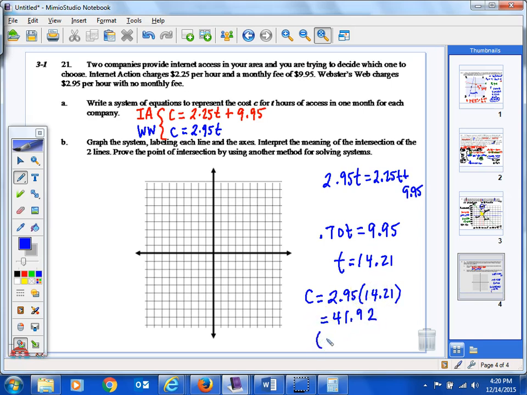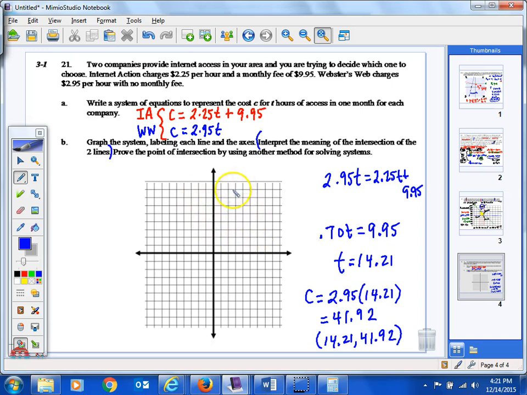Okay, so what we found is the ordered pair 14.21, 41.92 should be the point where these two lines cross each other. And it's another way of saying at 14.21 hours, both of them would charge us the same amount of $41.92. So this is the point where we're going to interpret the meaning of this intersection. This is the point where both of the companies would charge us the same amount after 14.21 hours.